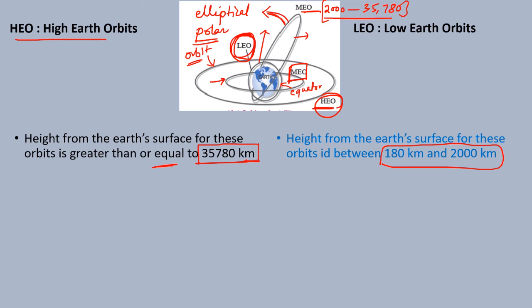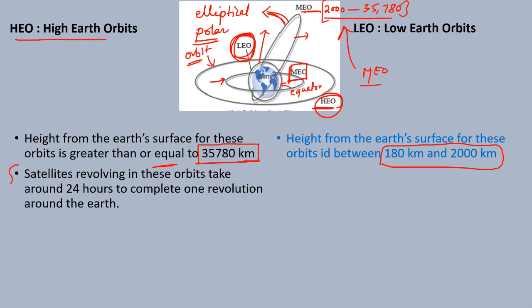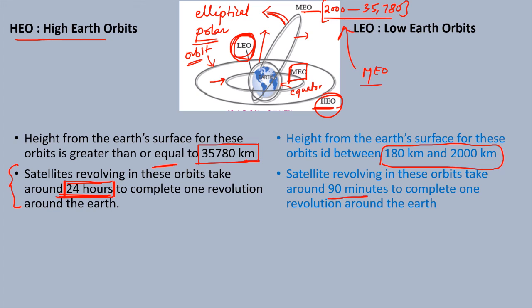And what did I tell you? In between there is medium Earth orbit, that means from 2000 to 35,780. Now that was an extra point. Now we have to focus on HEO and LEO. The second point for HEO is that satellites revolving in these orbits take just 24 hours to complete one revolution around the Earth, exactly the same time as the Earth takes for one rotation around itself. Satellites revolving in the LEO, low Earth orbits, take around 90 minutes to complete one revolution around the Earth, because they are very close to Earth.